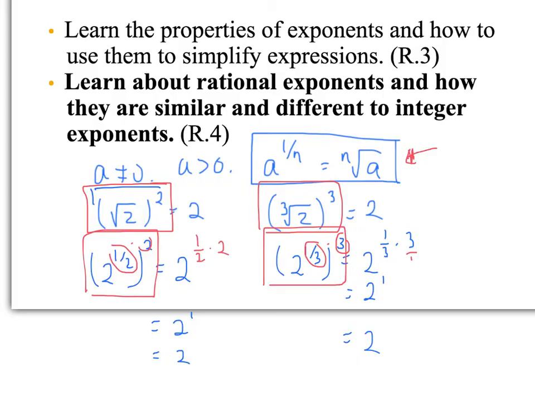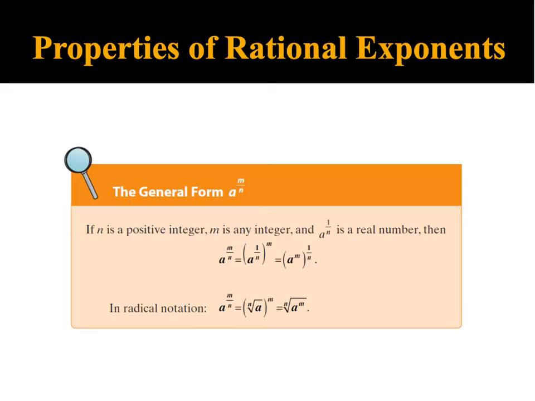So we continue. We even go a little bit further. We actually say the following, and what I want to draw your attention to is here in radical notation. If you ever have m over n as a power, there are two ways to think about this. Option one, you can take the nth root of a first and then raise it to the mth power. Or option number two, you can take a to the mth power and then take the nth root.